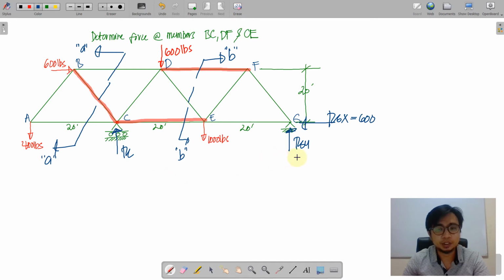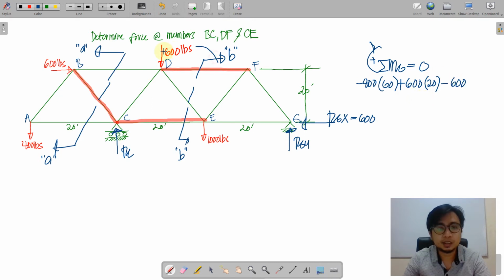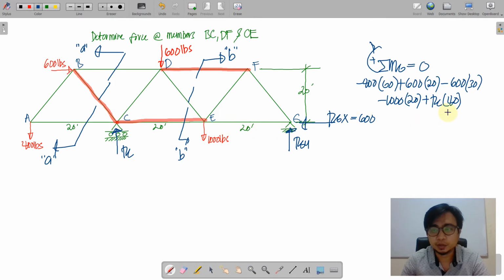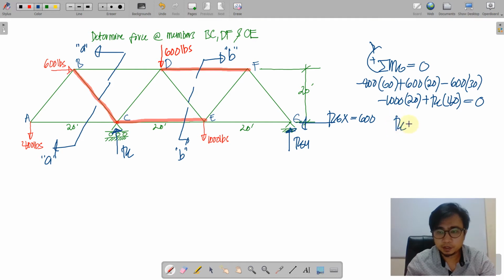So we take moments at G in order to solve for our RC. We have a counterclockwise negative 400 times 60 plus a clockwise 600 times moment arm of 20, minus 600, this one, times 30, plus 1000 times moment arm of 20, plus the reaction RC clockwise times moment arm of 40, and those are all equal to 0. So we have RC equal to 1250 pounds.